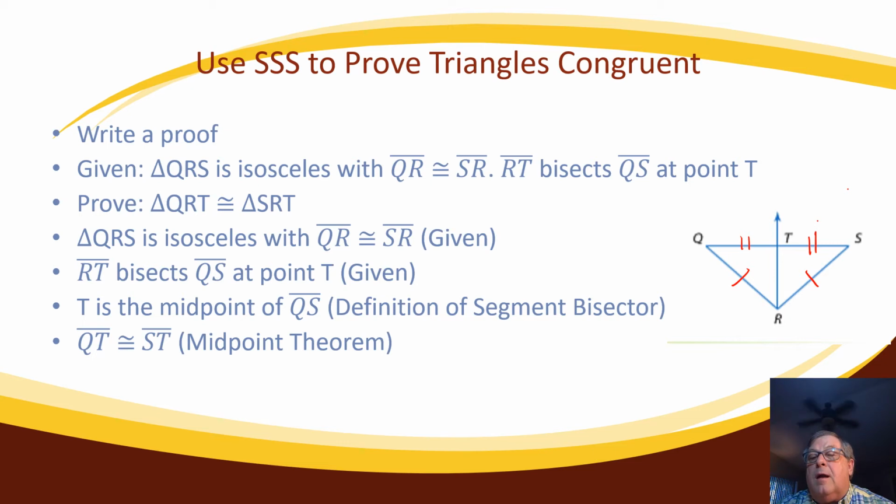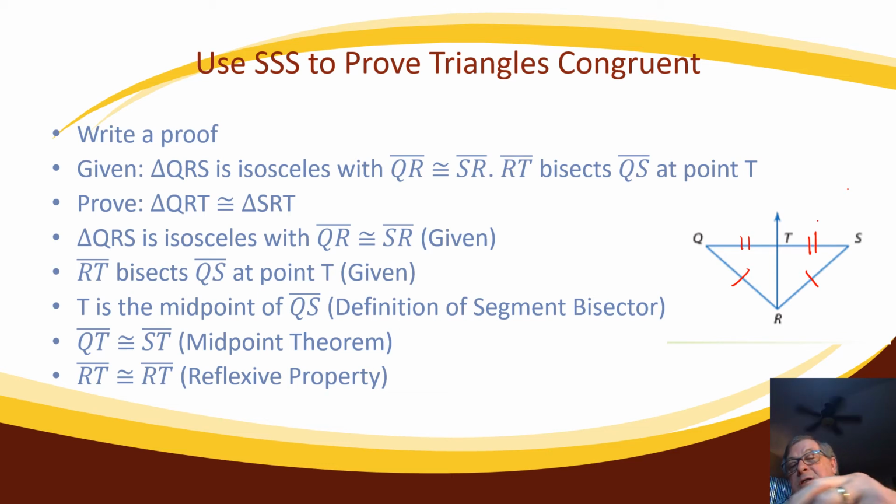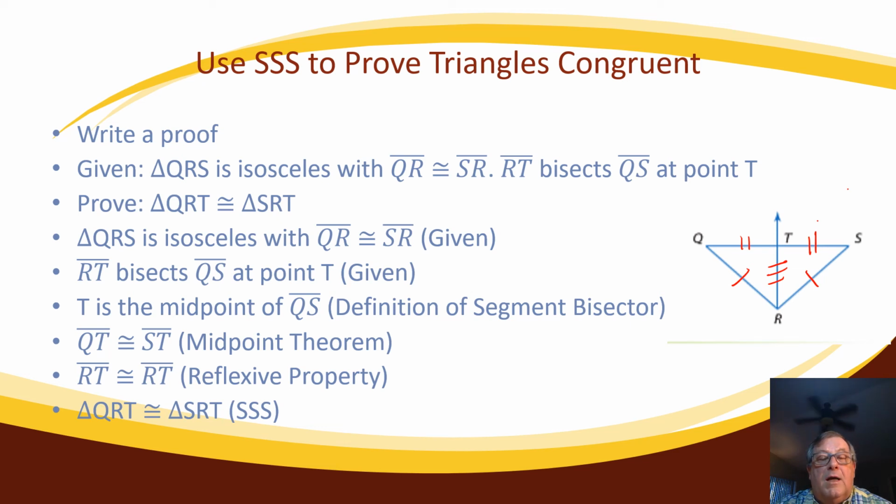And let's see, I just need one more side to prove this congruency by side, side, side. And if I look at that, then RT is congruent to RT. I mean, it's congruent to itself. And that's the reflexive property. And guess what we've got here? Triangle QRT is congruent to triangle SRT by the side, side, side theorem. Shazam.